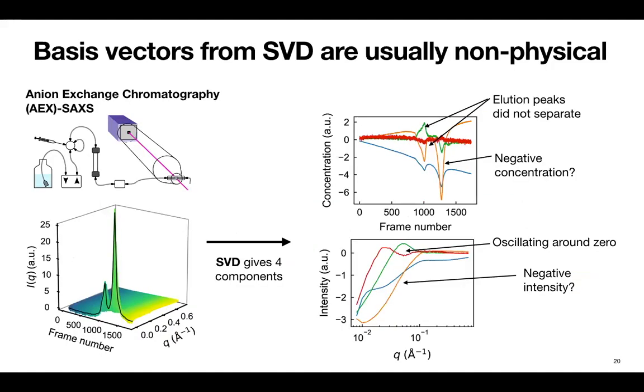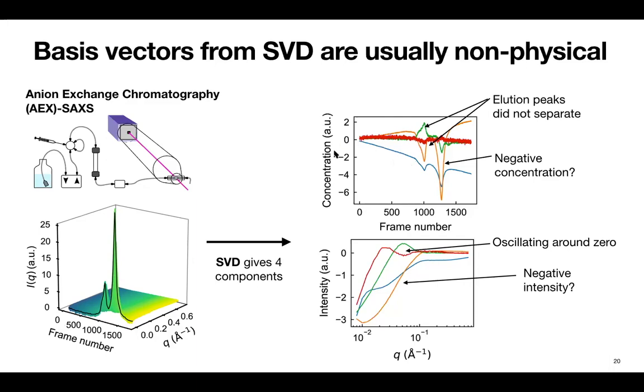Okay, but there's a limitation, and that is that these basis vectors that we get from SVD are usually non-physical. This is an example to show you what they look like. Here we did some anion exchange chromatography coupled SAXS. This is what the data set looks like. There are a couple of peaks here. And when we just run SVD, we get, okay, 4 components.